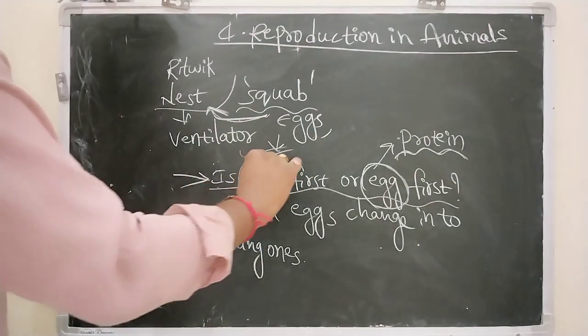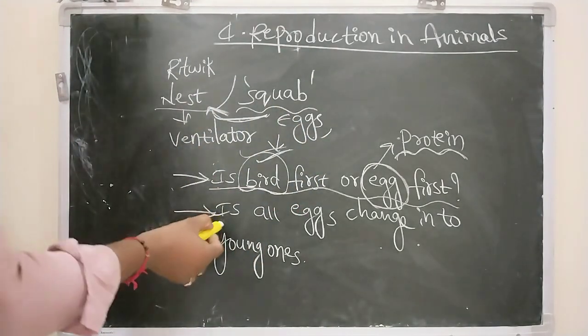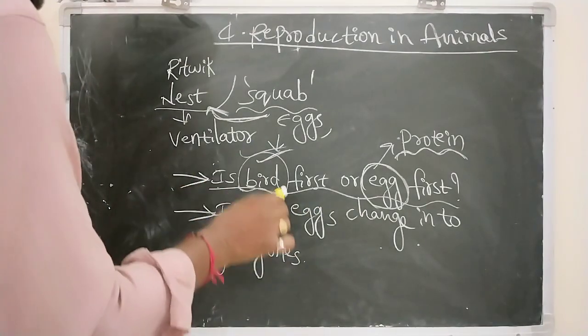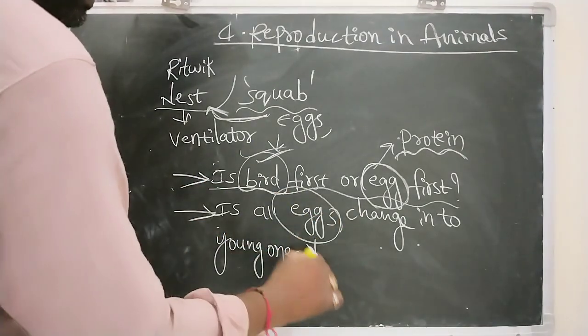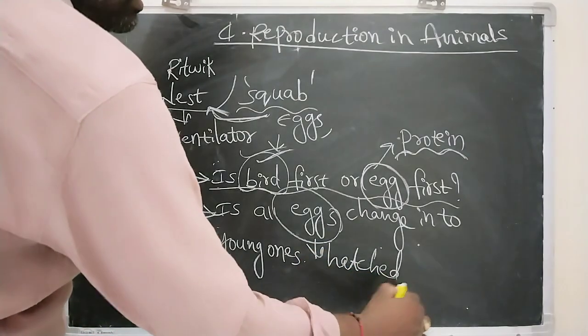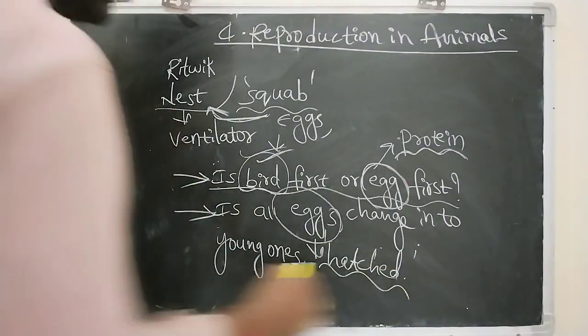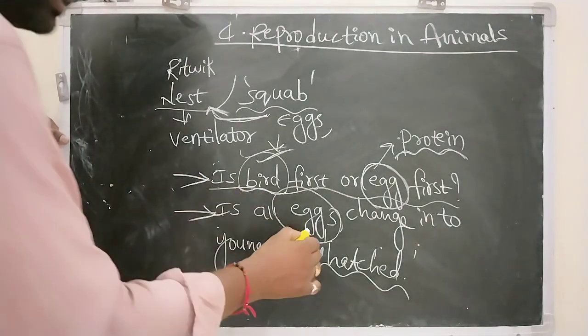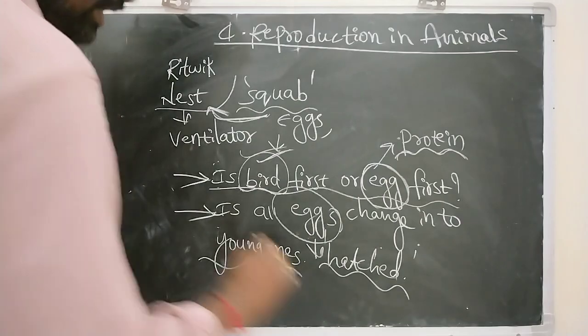So this concludes that the bird came first. Next, do all eggs change into young ones? No. Why? Because whenever the eggs are hatched, the mother bird sits on the eggs and supplies sufficient heat, which we call the incubation period. Then only do the eggs change into young ones.